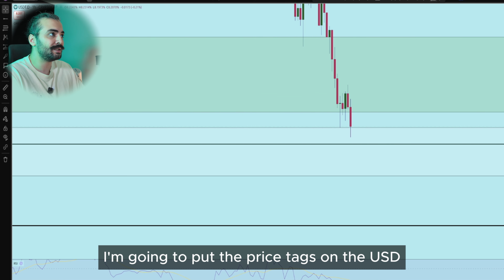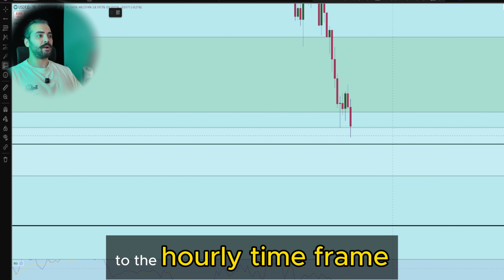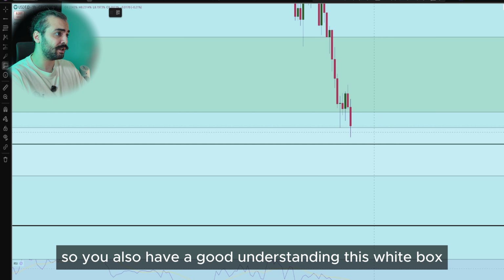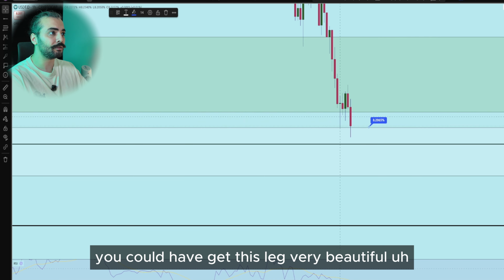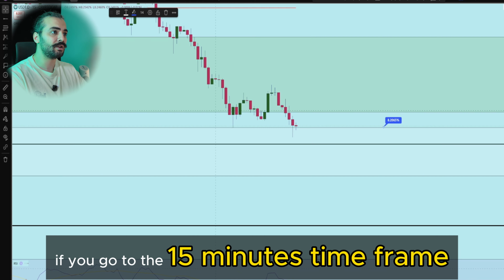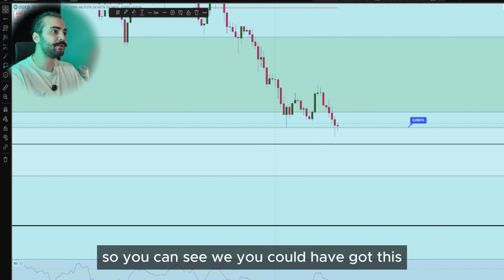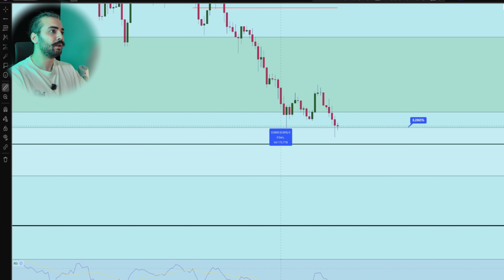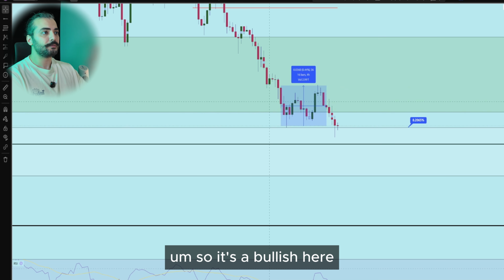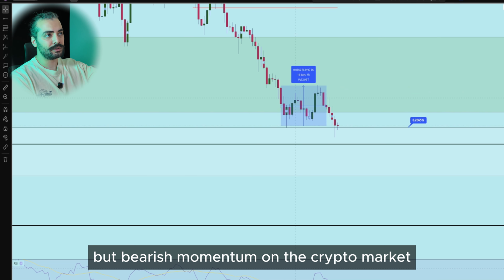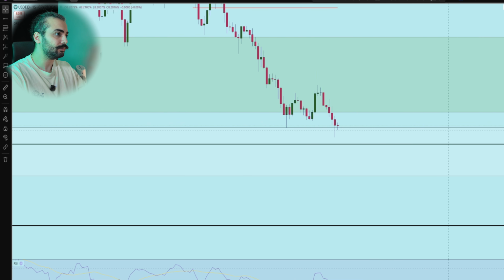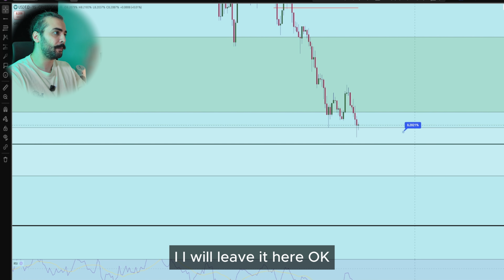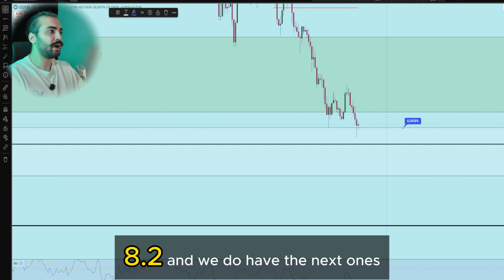This is my hourly time frame chart, okay? I'm going to put the price tags on the USDT.D hourly time frame, so you also have a good understanding. This white box, we had it from before. If you had this, you could have gotten this leg, very beautiful. If you go to the 15-minute time frame, you can see you could have got this. So it's bullish here, but bearish momentum on the crypto market, or you could have got that. I will leave it here, okay? 8.2.